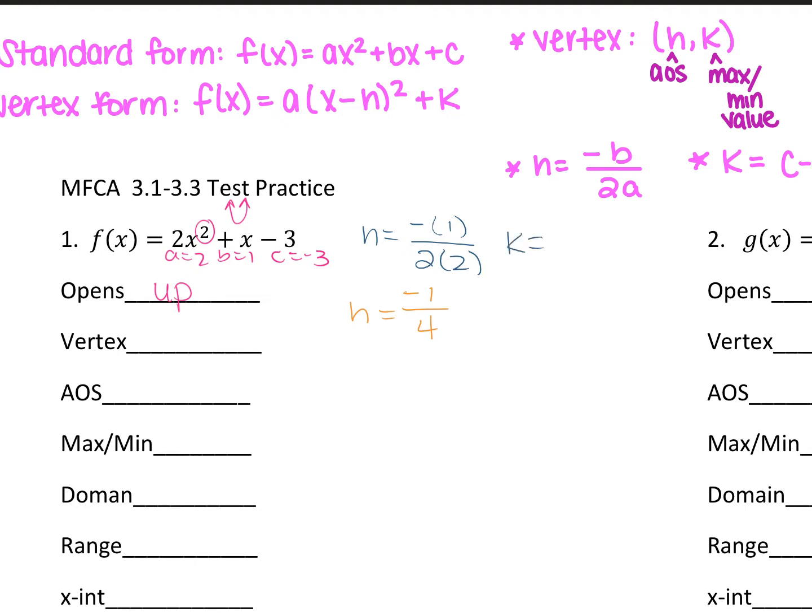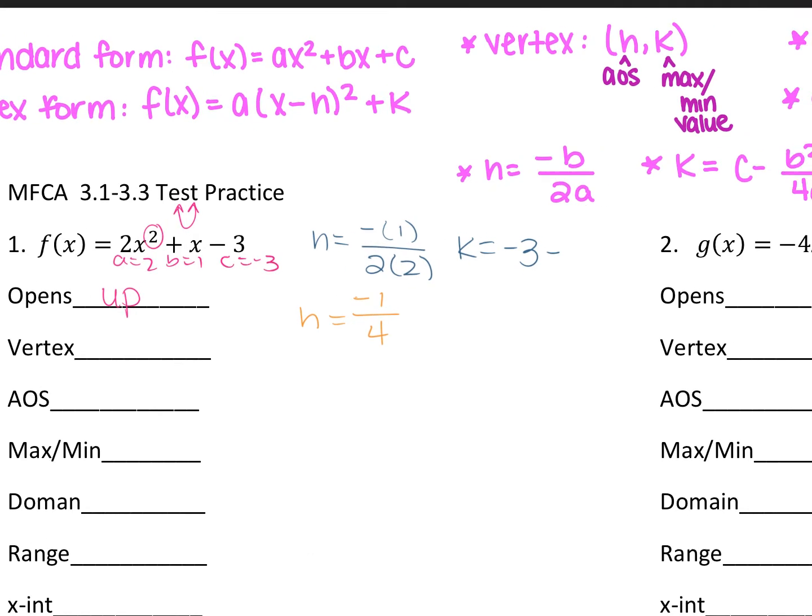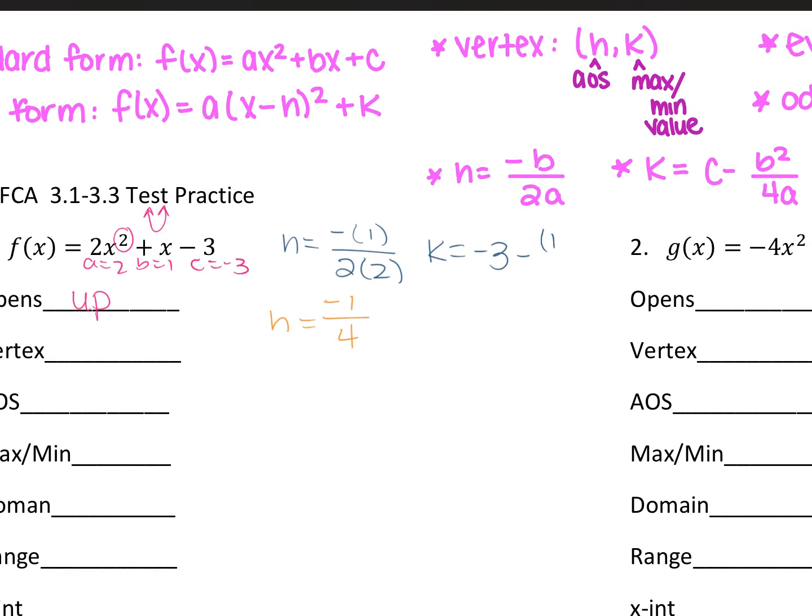Your k is equal to c, which is negative 3, minus that b squared, so 1 squared over 4 times a, which is 2. So that's going to give us negative 3 over 1 minus 1 over 8. We've got to multiply top and bottom of that first fraction by 8. So that's going to give us a k of negative 24 minus 1 over 8. So that's negative 25 over 8.